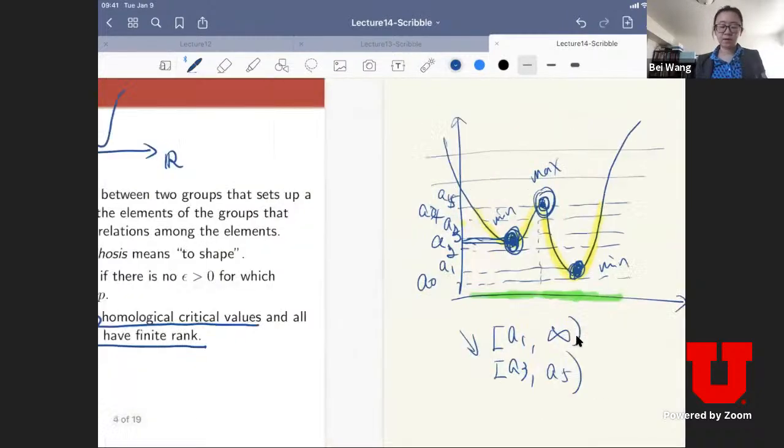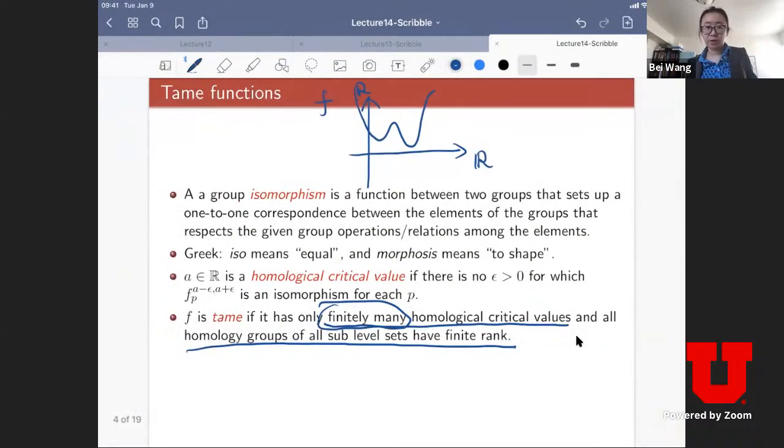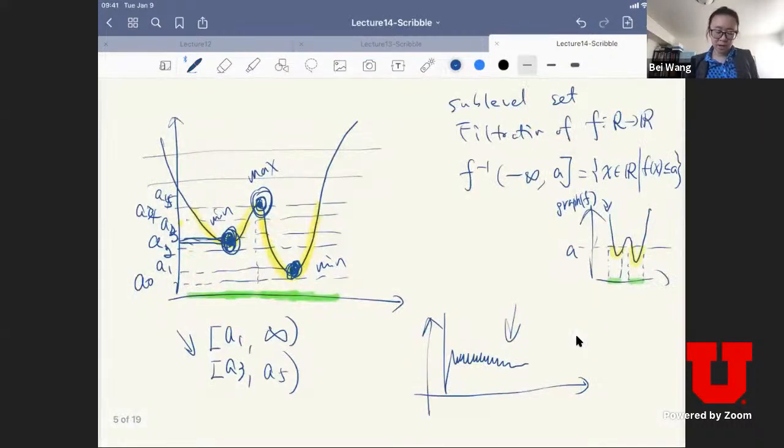But I'm going to end it here, and we'll start next lecture by going over this definition very carefully, right? But really what a tame function says is that my function is pretty well behaved. It avoids pathological cases like this. That's all it does.